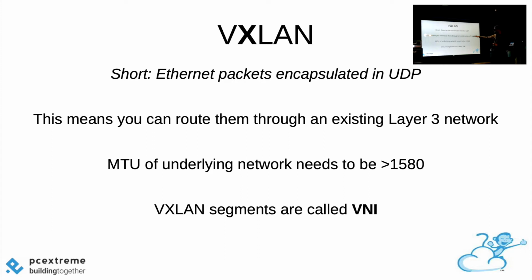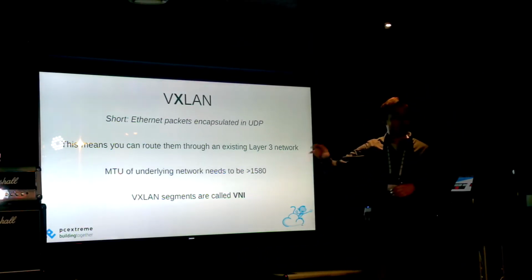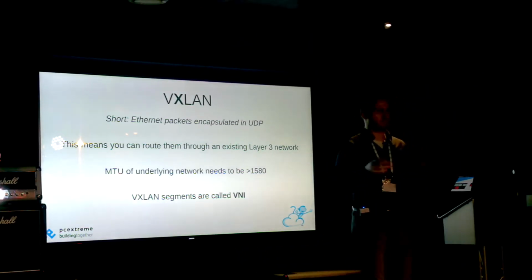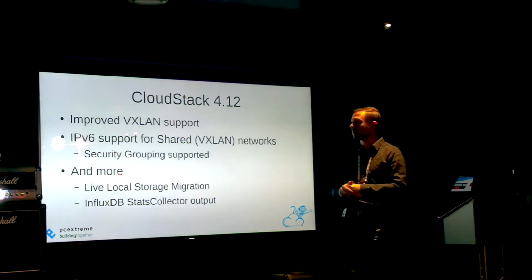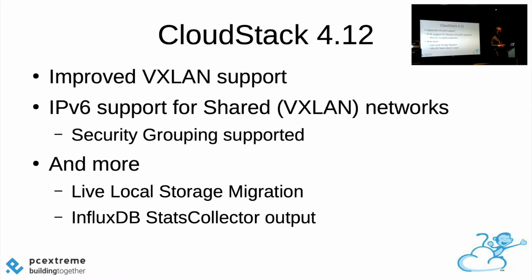It requires that the MTU of the underlying network is bumped to anything bigger than 1580, but we're just running with 9K. We just bumped to jumbo frames on all the hypervisors and are running VXLAN with it. VXLAN segments are called VNIs. I think it's the Virtual Network Identifier. That's the acronym. So instead of VLANs, you'll have VNIs. So for CloudStack 4.12, we improved the VXLAN support.